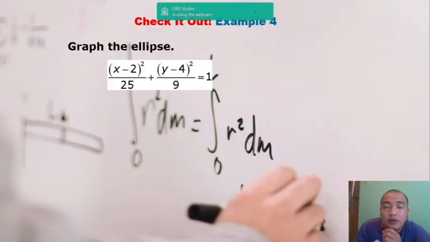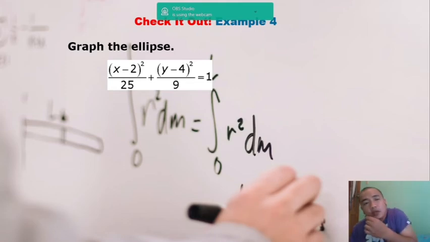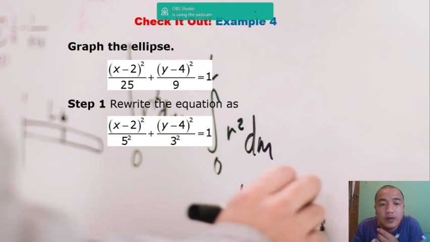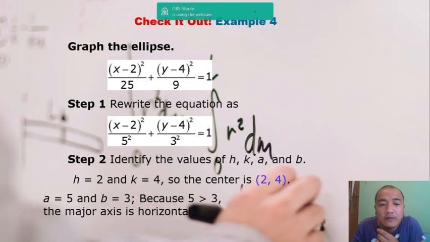Let's proceed to, meron pa tayo dito, example 4. Graph the ellipse, x minus 2 quantity squared over 25 plus y minus 4 quantity squared over 9 equals 1. So I think you can do this. So first step, rewrite the equation like that. And then from that equation, we can identify h, which is 2, k as 4, so the center is at 2, 4, right? A is 5, b is 3.